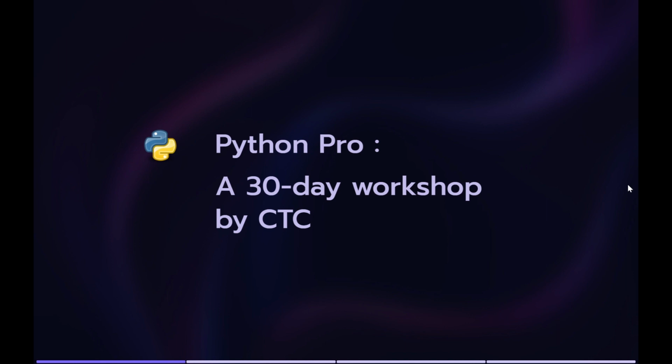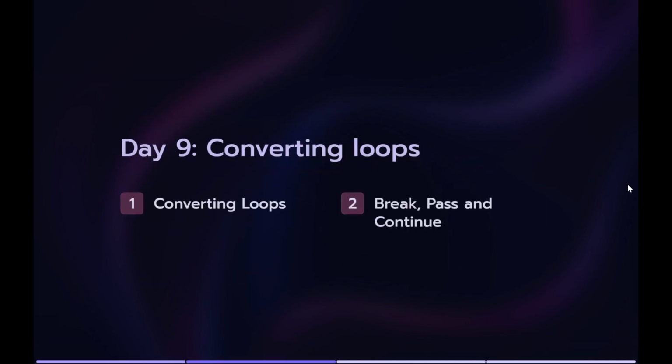And today on day 9, we'll be looking at how to convert loops, say from for loop to while loop and while loop to for loop. And we'll also be looking at the break, pass, and continue keywords which are used to control the flow of loops.